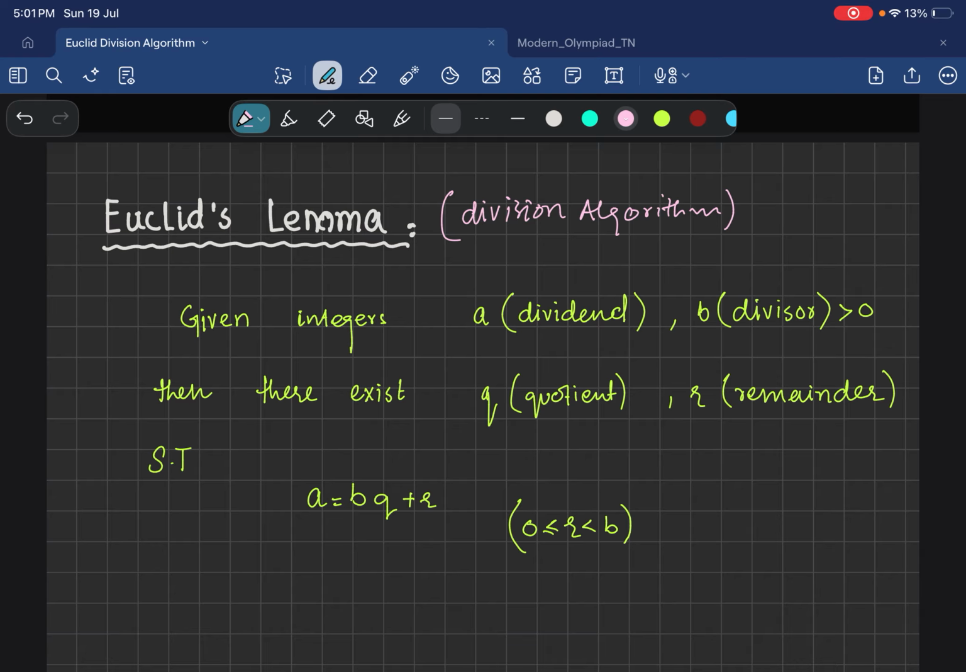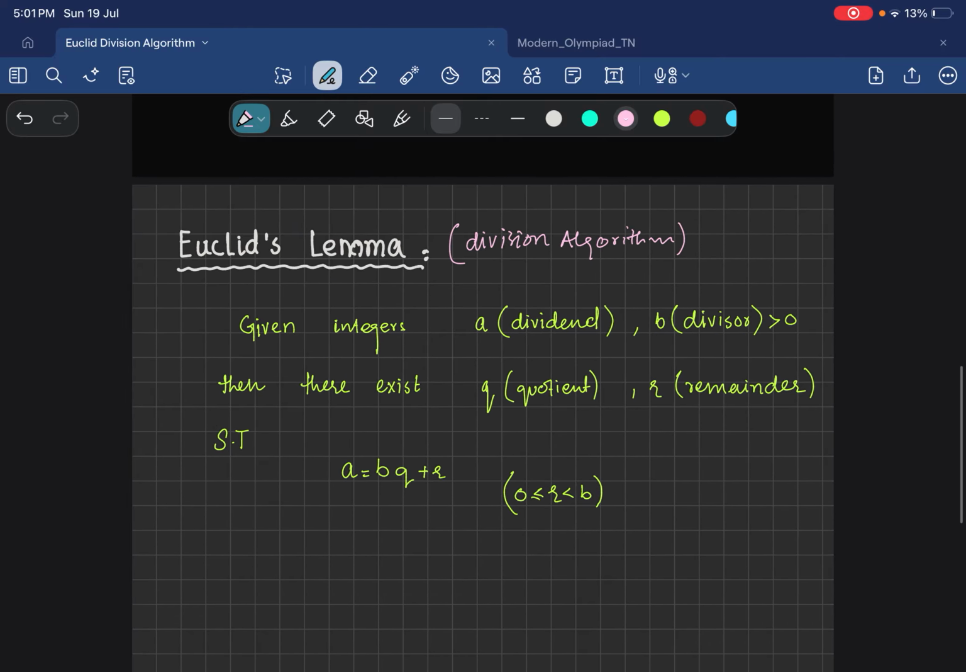And to be honest, if you master this topic, your whole number theory, GCD, LCM, Bezout's identity, modular arithmetic, and even polynomial irreducibility, all these topics become very easy, right? So let's look at the formal statement of Euclid's division algorithm, Euclid's lemma.